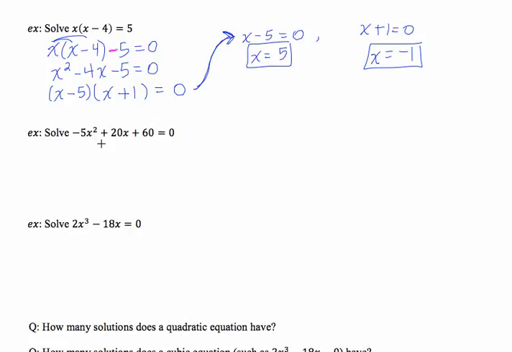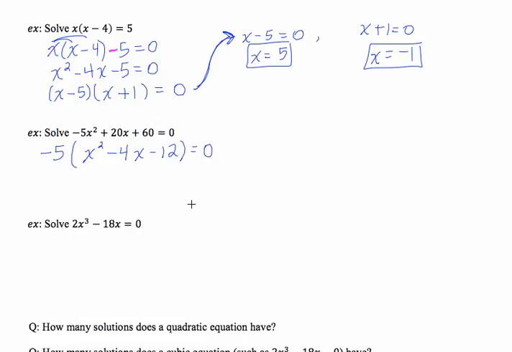And if we're going to factor out a negative from all the terms, we might as well see if anything else factors out of all three of those terms. And if you look at it, 5 is also a factor of 20 and 60. So we can take out a negative 5 from everything. And we'd be left with x squared minus 4x minus 12 is equal to 0.